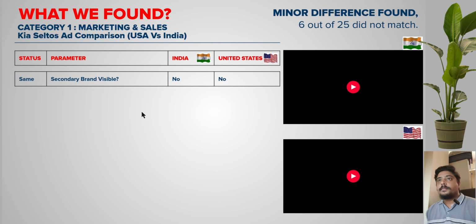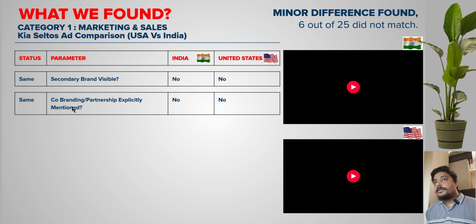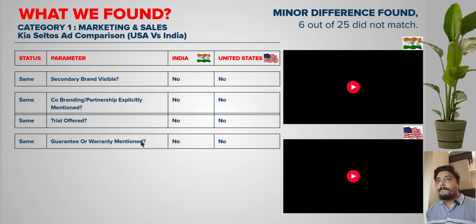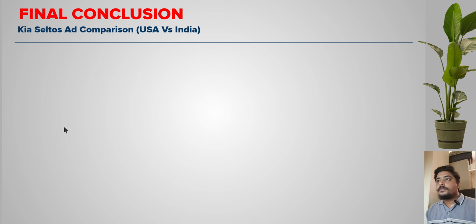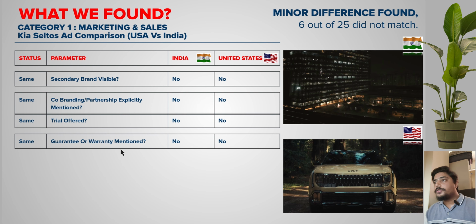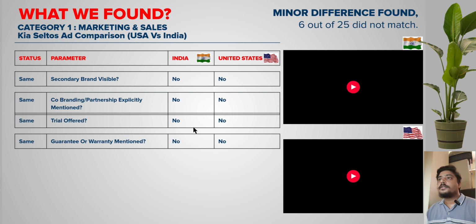Now the next parameter we have is secondary brand visible. There is no other brand visible in the ad. Now in the next parameter, is there any kind of co-branding or partnership explicitly mentioned? No, it is not mentioned there. Trial offered or guarantee warranty mentioned? No, there is nothing that we see in the ad that mentions any of these parameters.